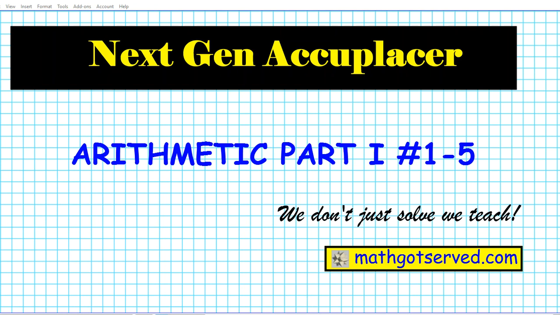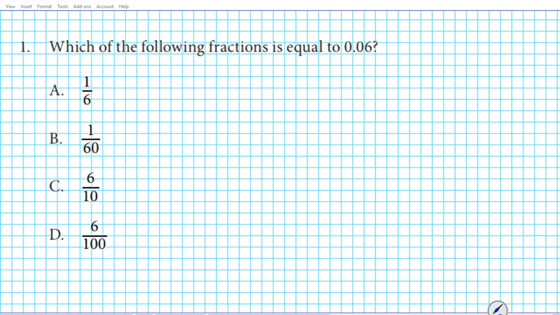In this clip, we're going to be going over problems 1 to 5 of the next generation Accuplacer Arithmetic practice test questions. Alright, let's take a look at question number 1. It reads, which of the following fractions is equal to 0.06?